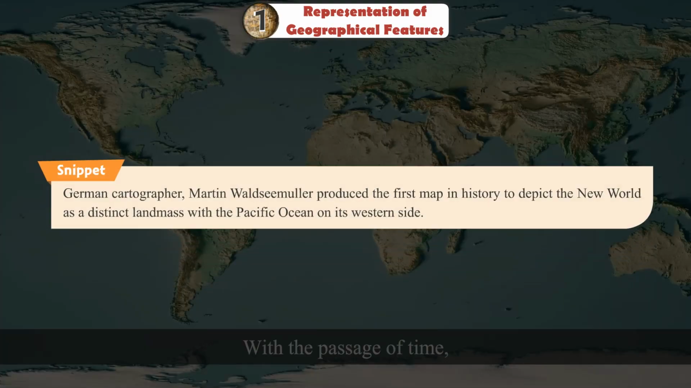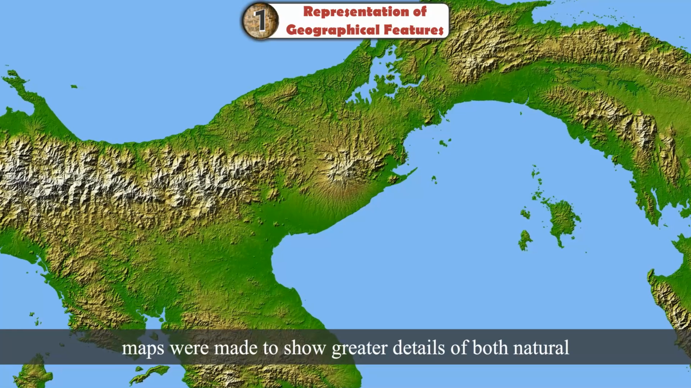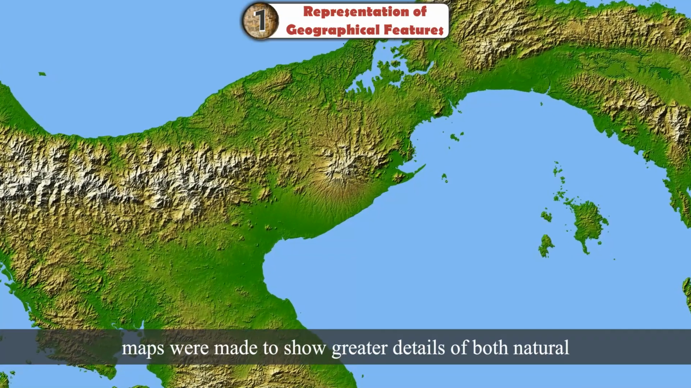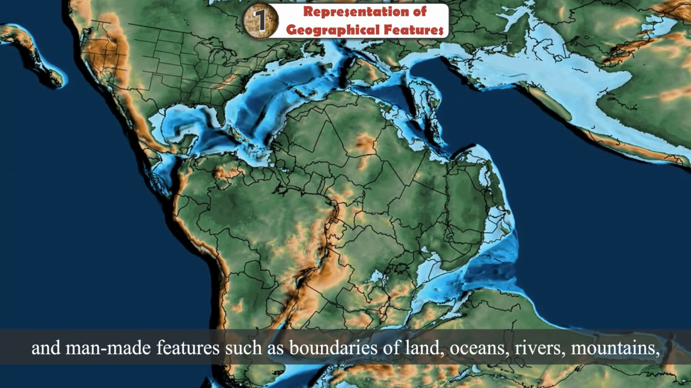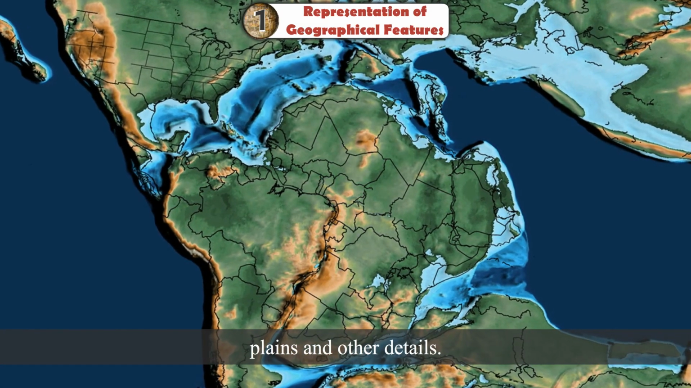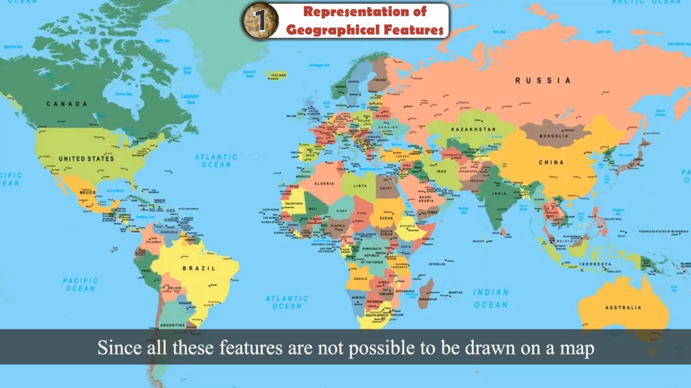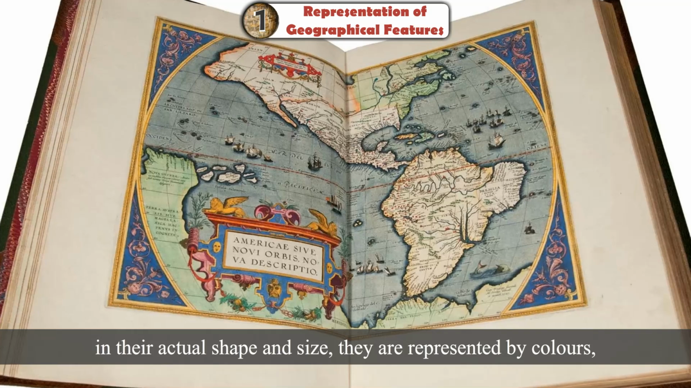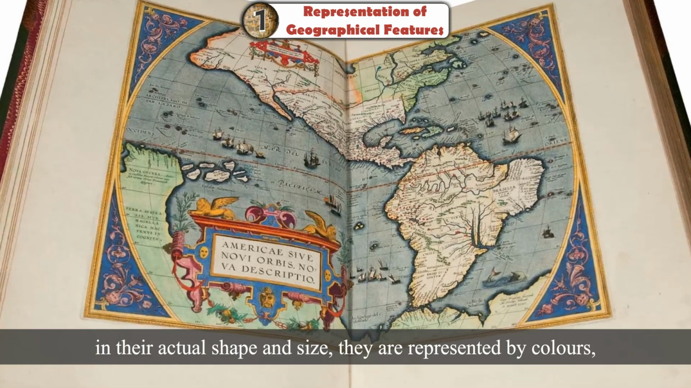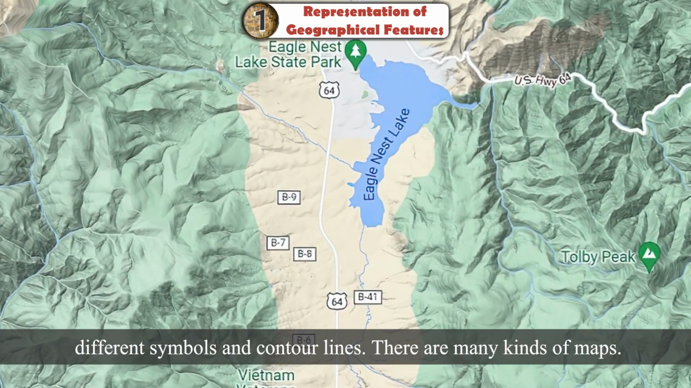German cartographer Martin Waldseemüller produced the first map in history to depict the New World as a distinct landmass with the Pacific Ocean on its western side. With the passage of time, maps were made to show greater details of both natural and man-made features such as boundaries of land, oceans, rivers, mountains, plains, and other details. Since all these features are not possible to be drawn on a map in their actual shape and size, they are represented by colors, different symbols, and contour lines.